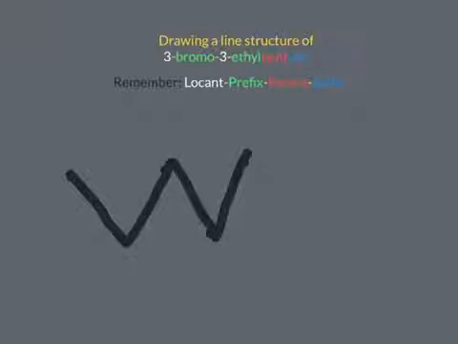Next, move on to your prefixes and your locants. You see in green your prefixes of bromo and ethyl, which tell you bromine and ethyl group are our substituents. Locants of 3 tell us that they are located off of carbon number 3, which will be the same carbon here, counting left to right or right to left. Draw them in, and you'll have your completed line structure for 3-bromo, 3-ethylpentane.